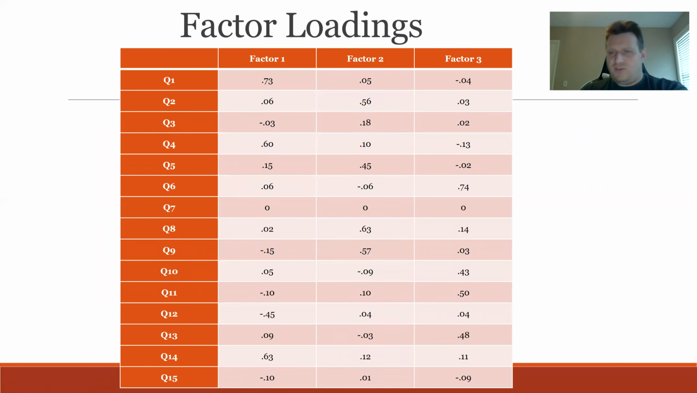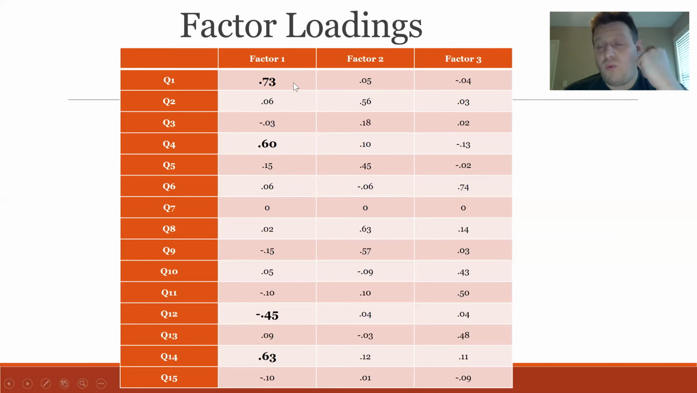Here we have our matrix of factor loadings. Here we have factor 1, factor 2, factor 3. We don't know what those names are yet, but we're going to have names here soon. We're going to come up with those on our own. And we see which of these test items does the best job of measuring factor 1. We see that the loadings that are the highest here are 0.73, 0.60, negative 0.45, and 0.63.